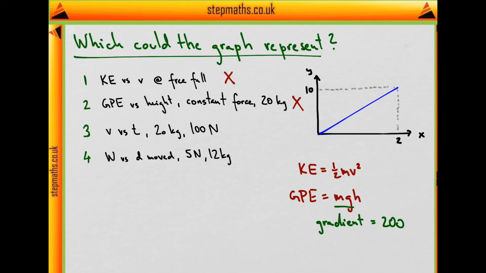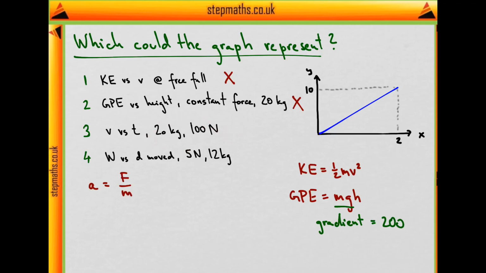So how about the third one, velocity versus time? Velocity versus time, as the 20 kilo object is accelerated with a force of 100 newtons. Right, if this force is constant, then there is going to be some constant acceleration, and the speed is going to increase linearly with time. So the shape of the curve is the right shape. That is supposed to be linear, but how about the values?